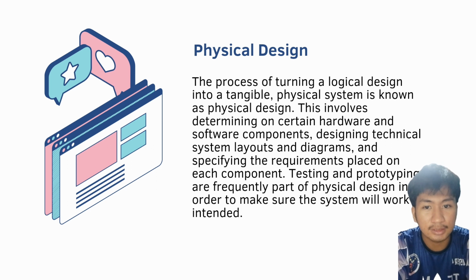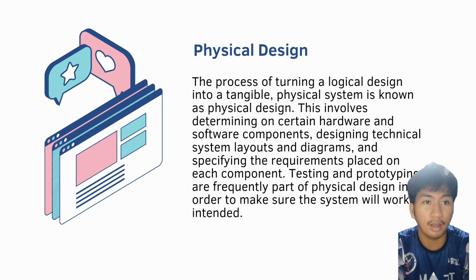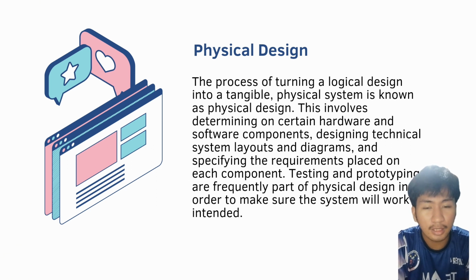or as intended. Okay, so the physical design is a graphical representation of a system. It also shows the system's internal and external entities, and also the flows of data into and out of these entities.